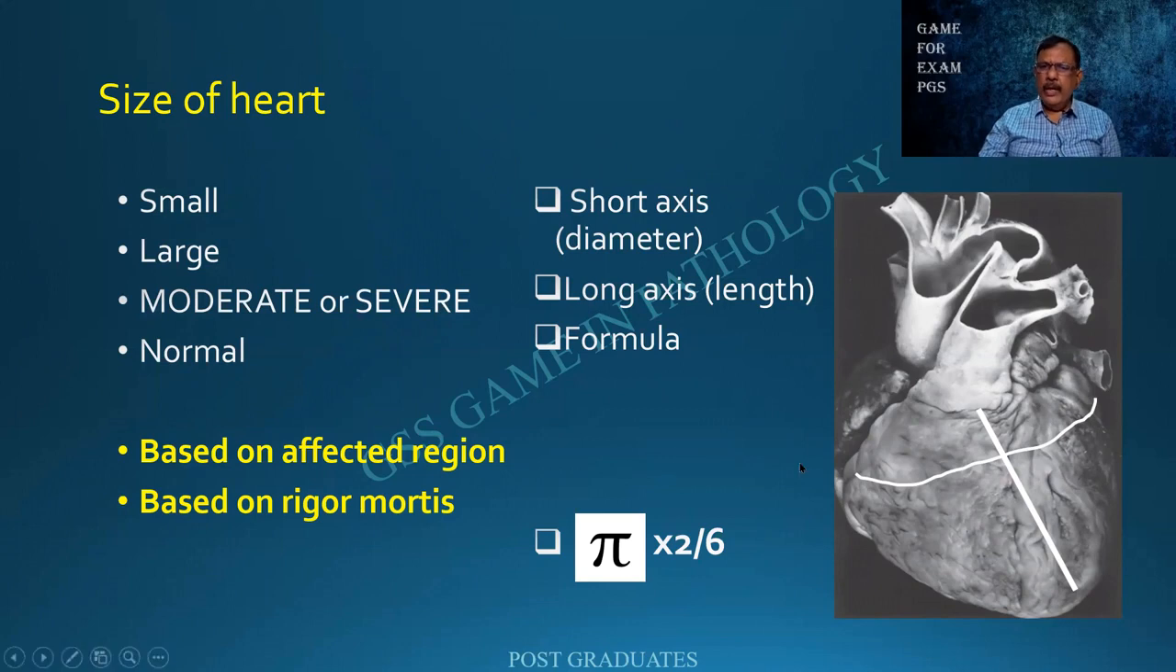And how do you measure the heart? One, along the long axis. Two, you will have to take the diameter, the short axis. And then the formula to be followed is pi into 2 by 6, where 2 is the short axis and 6 is the long axis. This is the formula that you should follow for measuring the heart.